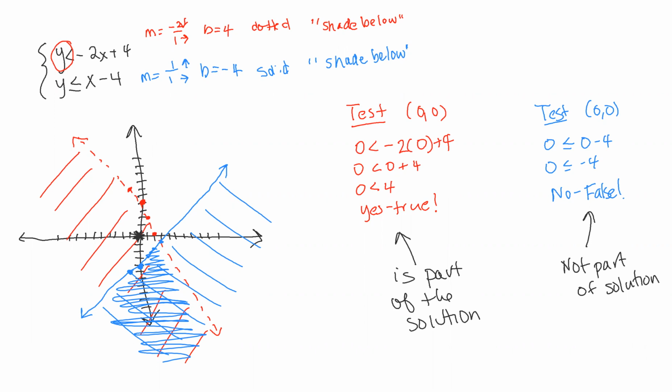Let's look at another example of this, and then we'll look at horizontal and vertical lines too. So let's say that we have, let's do x plus 2y is greater than 4. And then 2x minus 3y is less than or equal to -6.